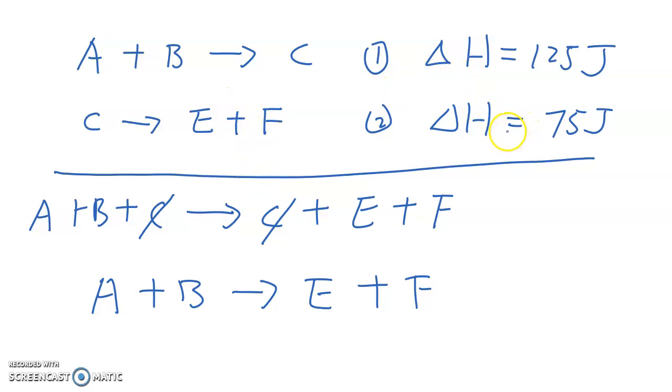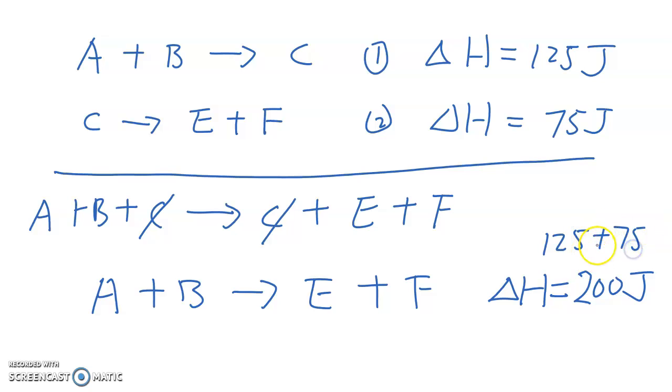What happens with the delta H? Because I just added up equation number 1 and equation 2, for this new reaction the enthalpy delta H of the reaction will be equal to, I have to add them up, that would be 200 joules. Okay, I would like to say it is equal to 125 plus 75 joules. That's how I get 200 joules.